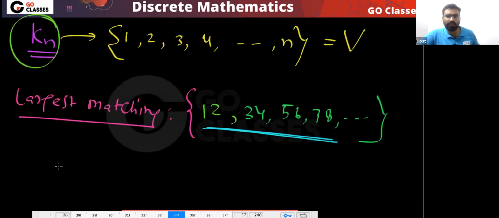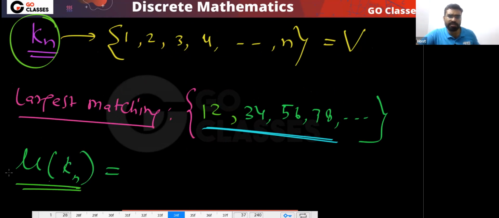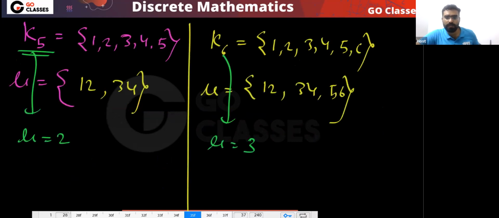So finally, now tell me, what is the matching number of Kn? The size of the largest matching that you can create is n by 2, again floor. Yes or no? Is it clear to everyone that this also will be n by 2 floor?